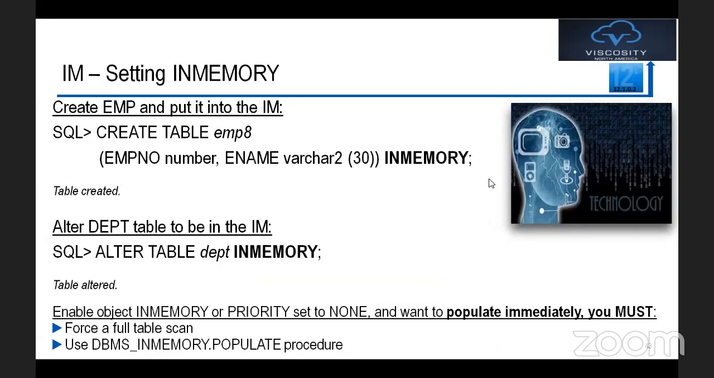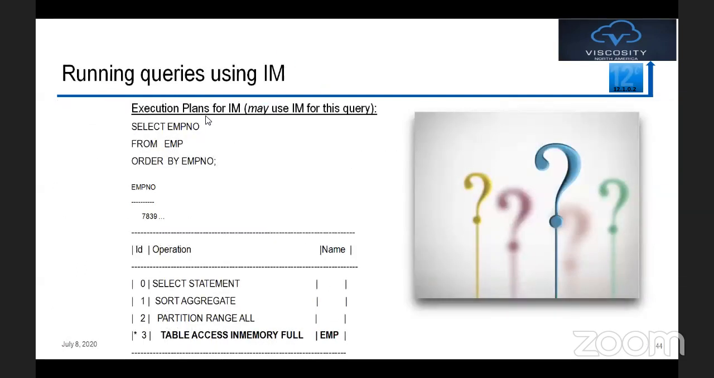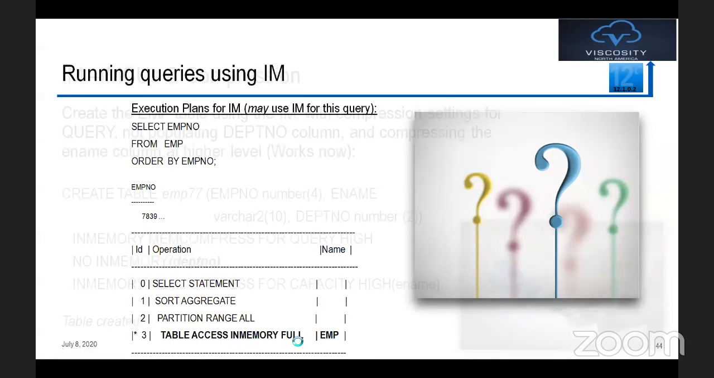Here's an example: create table, just add INMEMORY. Nothing else has to be done. Alter table INMEMORY. Now keep in mind that it does not populate until I do a full table scan or I run the procedure to populate it. When I run those queries, here I'm looking at the explain plan, I could see, yes, it did use the in-memory column store. So check it after you do it.